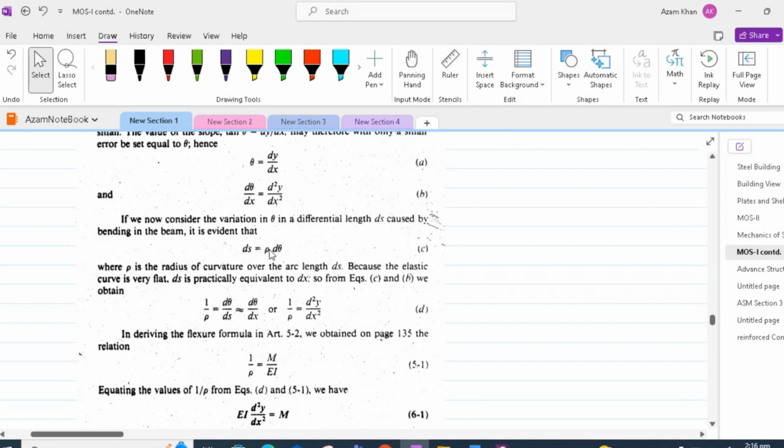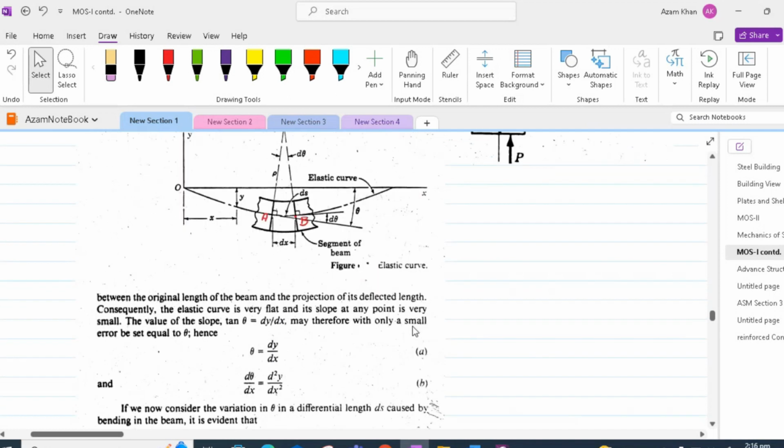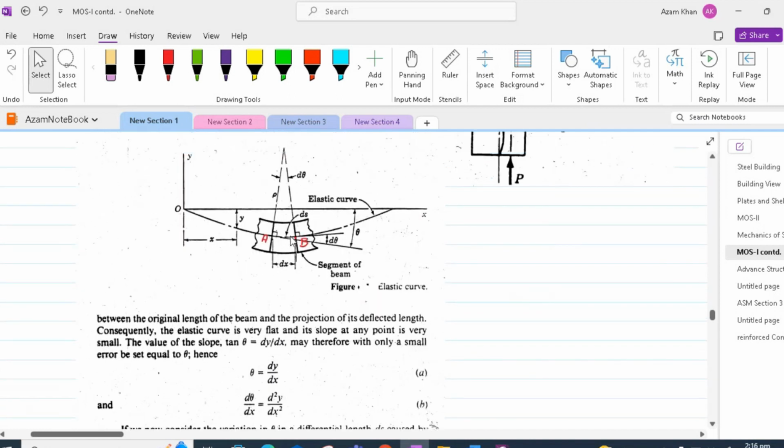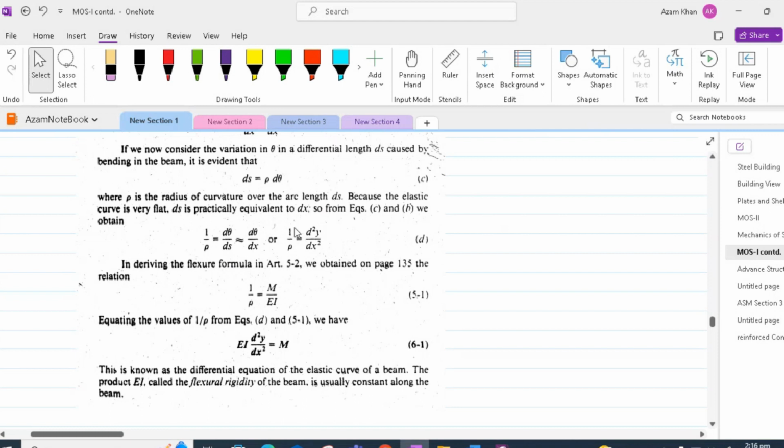Now we can take rho to the left side and bring ds to the right side, and that gives us 1 by rho is equal to d theta by ds. And that can be considered approximately equal to d theta by dx. So this arc length can be considered equal to dx if the slope of the elastic curve is very small. Thus, we will get 1 by rho equal to d2y by dx squared.